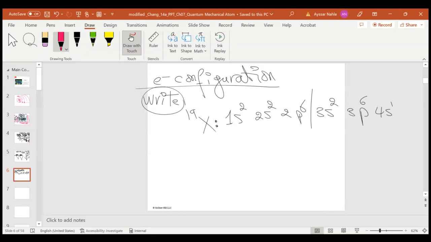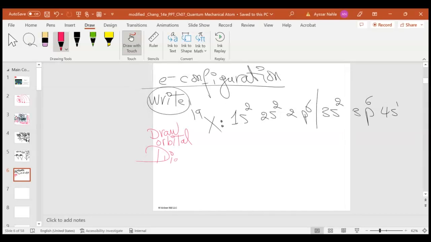The other thing they might ask me, they will tell me, draw the orbital diagram. I want to draw the orbital diagram. Since I'm having the electron configuration, s has got only how many rooms? 1. S, 1 room, right? P, how many? 1, 2, 3. S, 1, and this is 3, and this is actually 1, yeah?